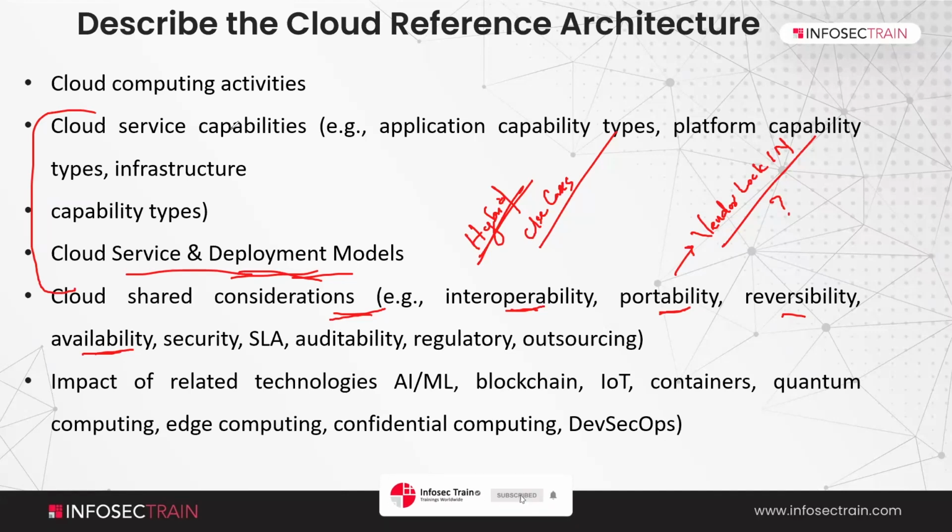Then we have a word called SLA. SLA means a minimum guarantee. If you want to get a minimum guarantee from the cloud service provider, this is basically the minimum assurance I'm getting regarding the support, services, availability, and other factors, the minimum guarantee.